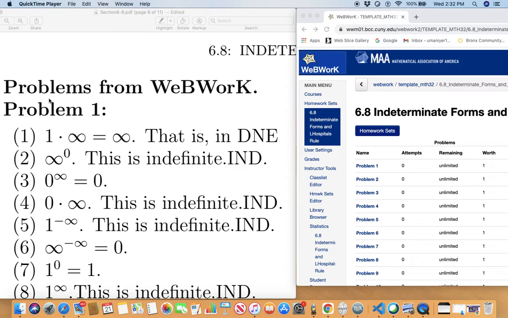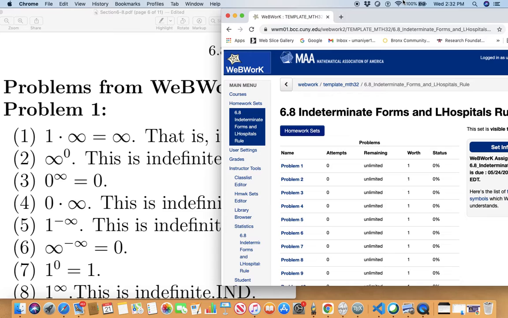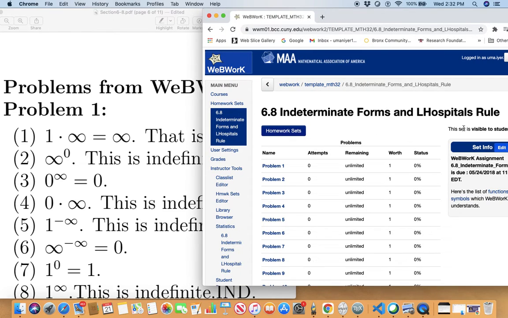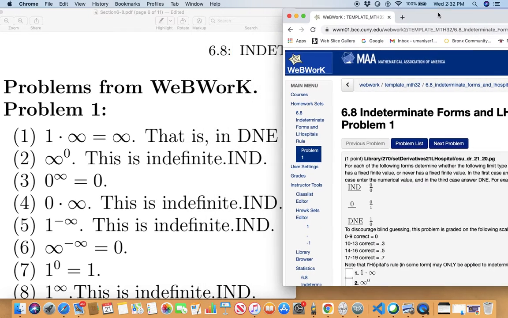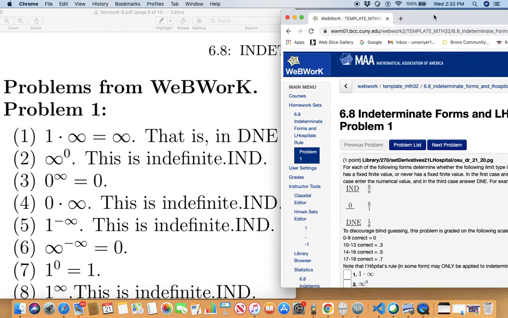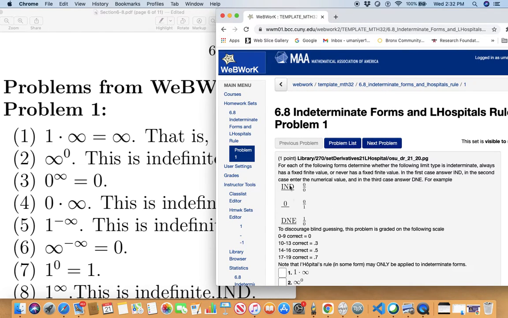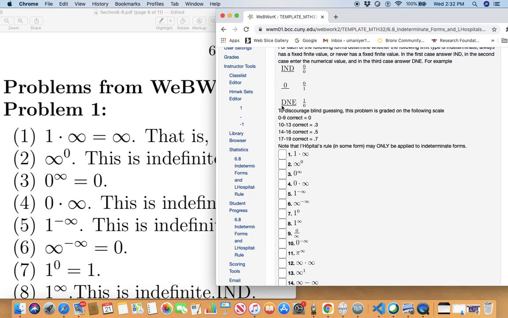Welcome back. Now we address problems from web work. Section 6-8, indeterminate forms and L'Hopital's rule. Problem 1 has many subparts. Well, the point is to detect what is indeterminate, what is zero, and what is infinite of some kind or does not exist. Indeterminate is different from does not exist.